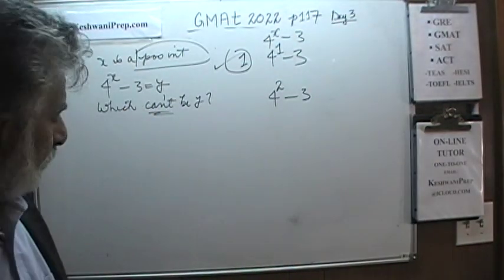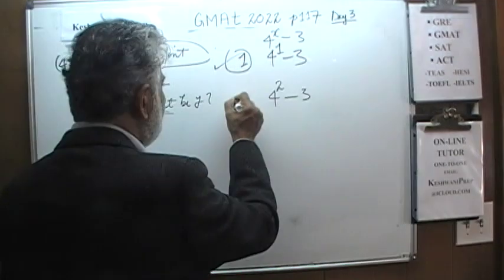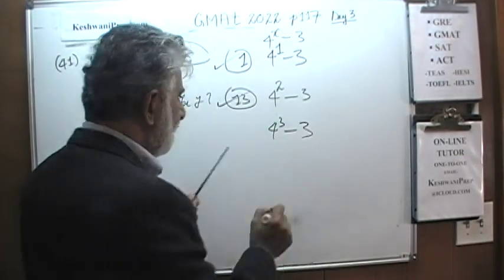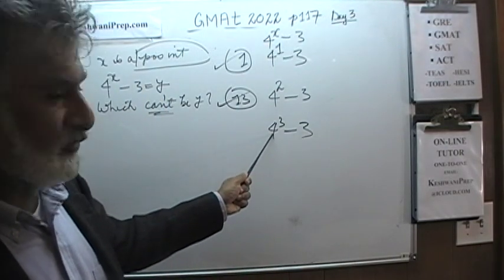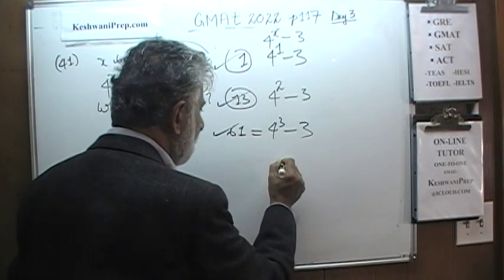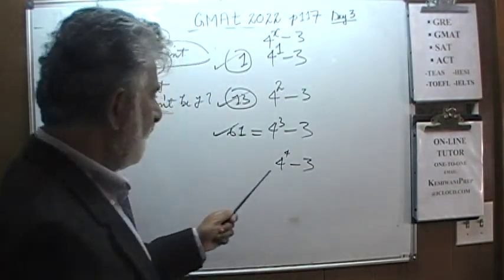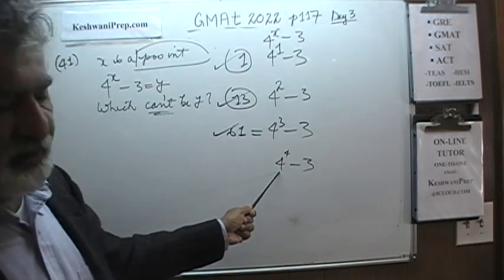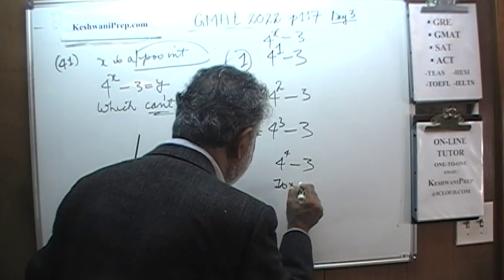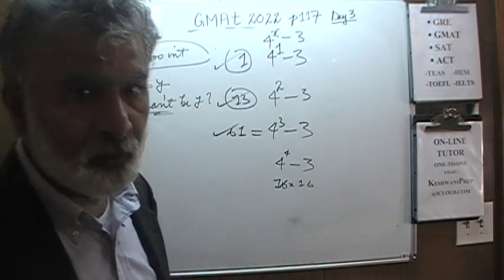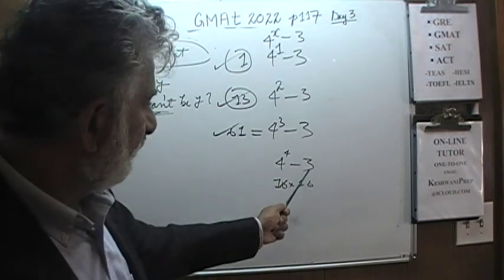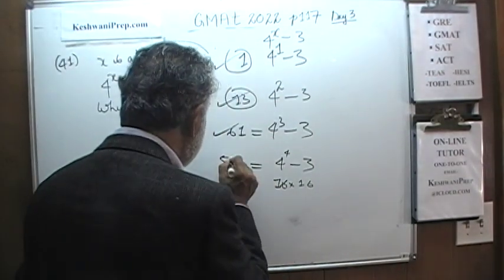If x is equal to 2, 16 minus 3 would be 13. So that works. Well, if x happens to be 3, 4 raised to 3 is 64. 64 minus 3 is 61. So that works. If x happens to be 4, it's just going to be 16 times 16. Well, I hope that you know your perfect squares. 16 squared is 256. Minus 3 is 253.